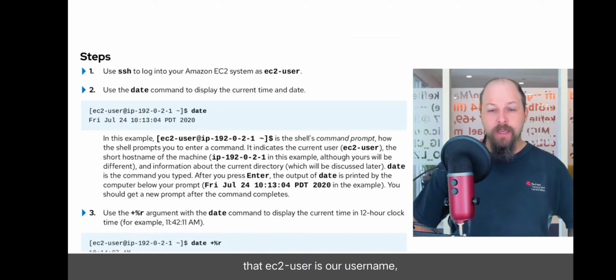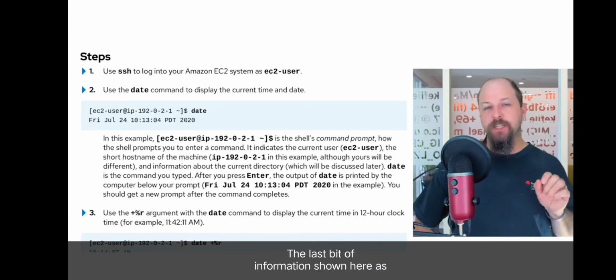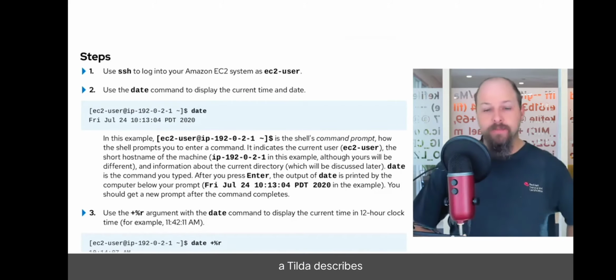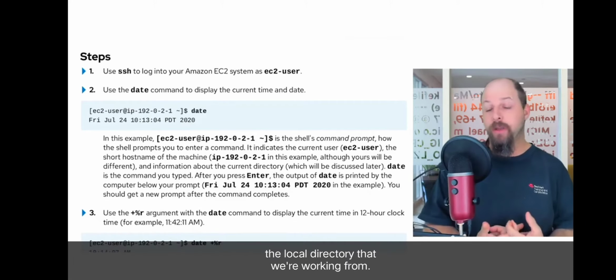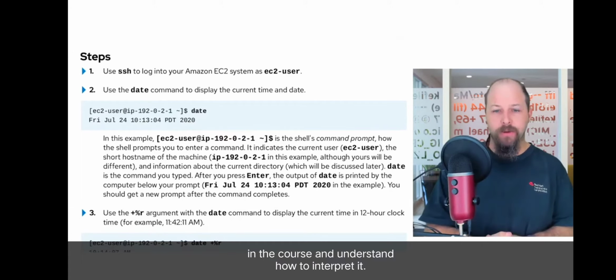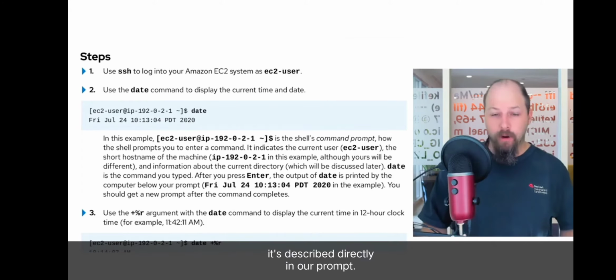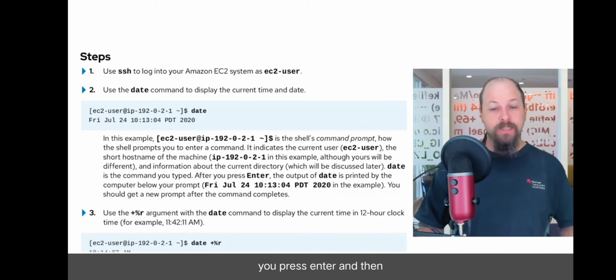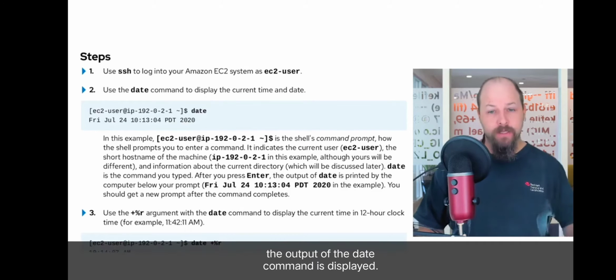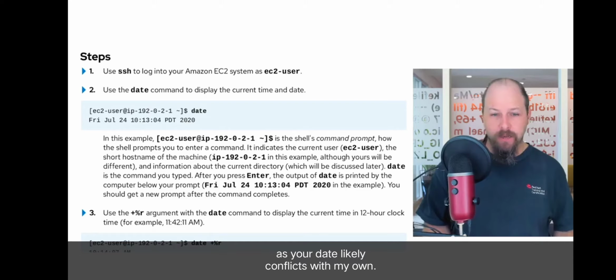However, it remains the same, that ec2-user is our username, and then the information after the @ symbol specifies the host that we're connected to. The last bit of information, shown here as a tilde, describes the local directory that we're working from. We'll take a look at that information later in the course and understand how to interpret it, but it's interesting to note that it's described directly in our prompt. After typing the command date, you press enter, and then the output of the date command is displayed. This information certainly changes as your date likely conflicts with my own.